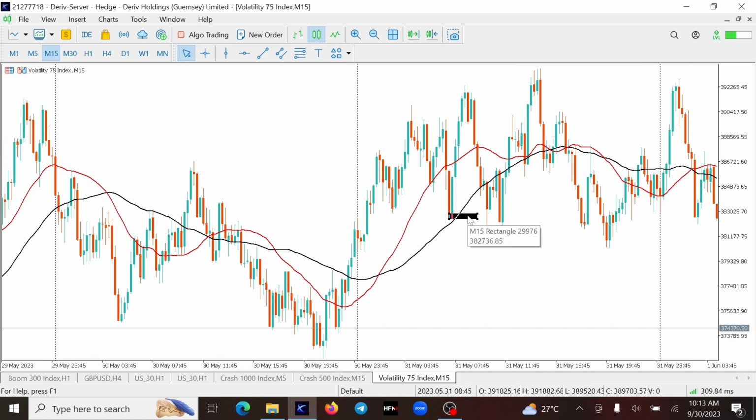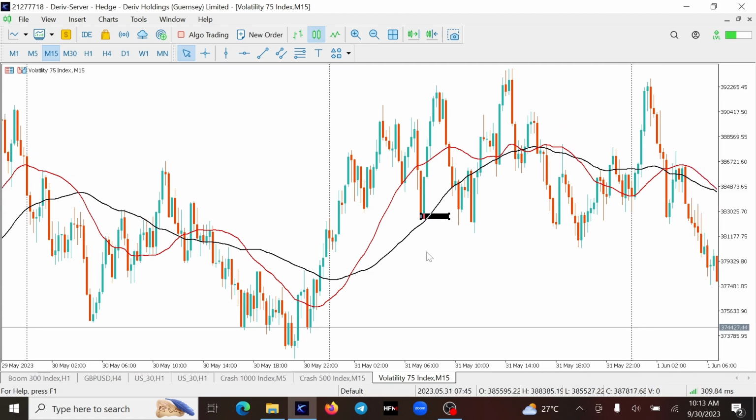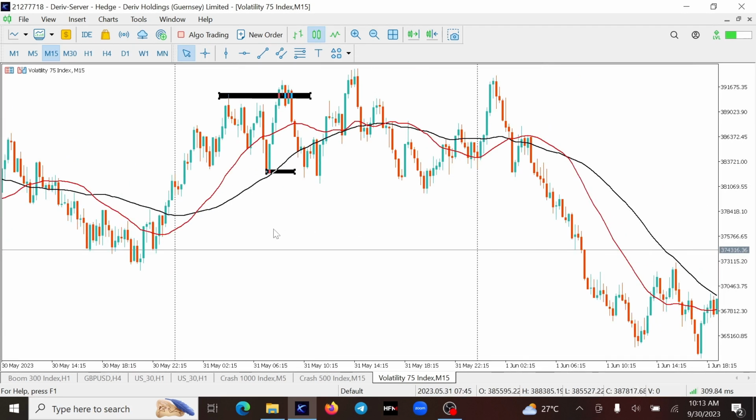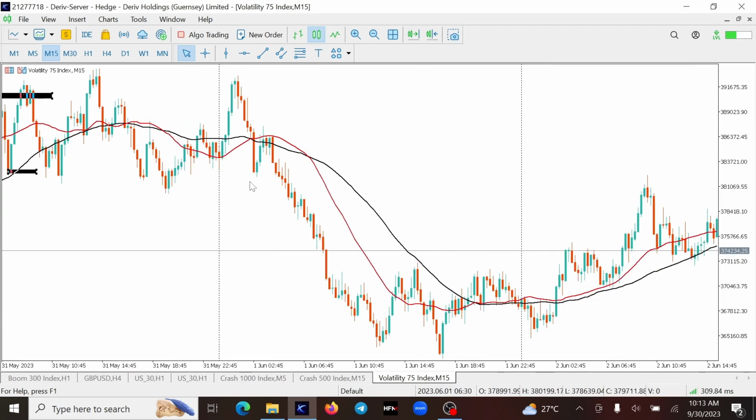We are still trading in line with the trend, though. We are not counter trading here. You see. And then your TP is where? Like I explained to you, your TP is here. Just the same way it was here.